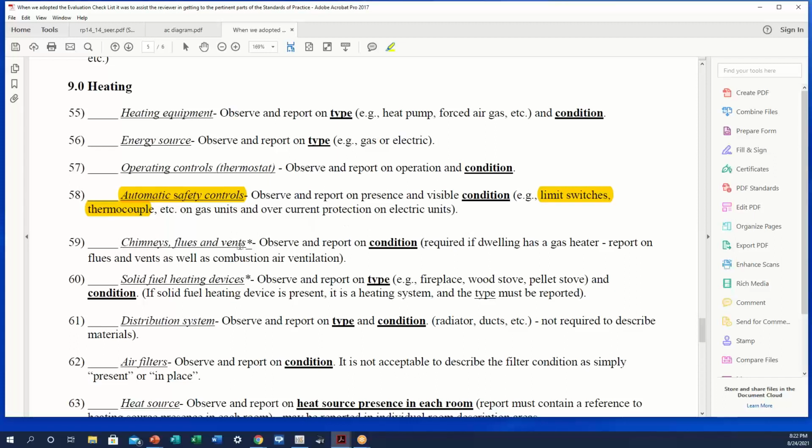Chimneys, flues, and vents. Required if the dwelling has a gas heater. So again, if we have an all-electric home, just so there's no misunderstanding, we'll say this is an all-electric home in multiple locations. We've had people say, well, I thought I was buying a house with gas because I want to have a gas stove. Well, I'm afraid it's an all-electric house. We said it repeatedly.